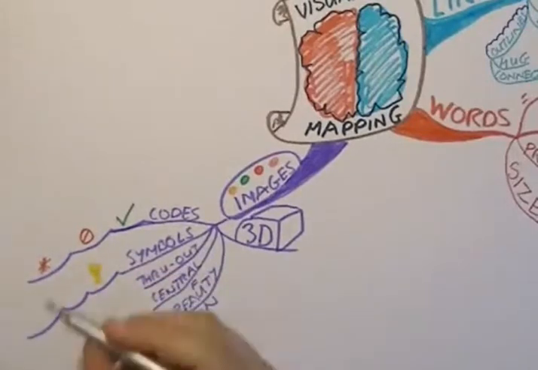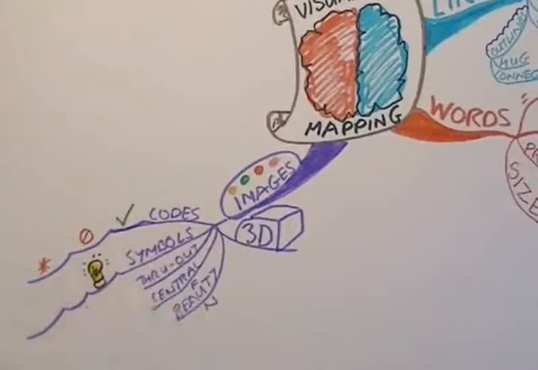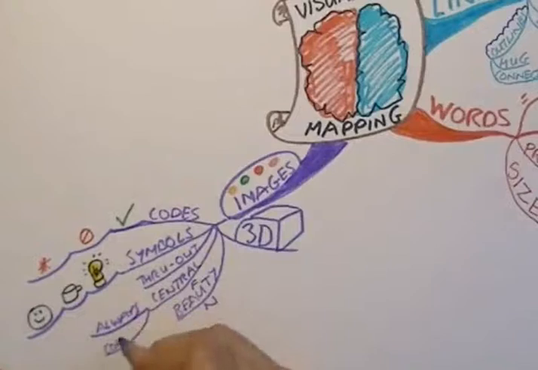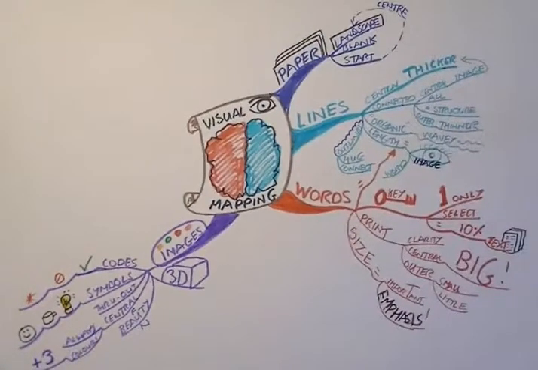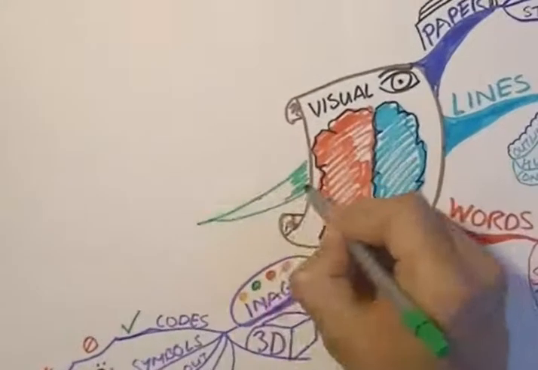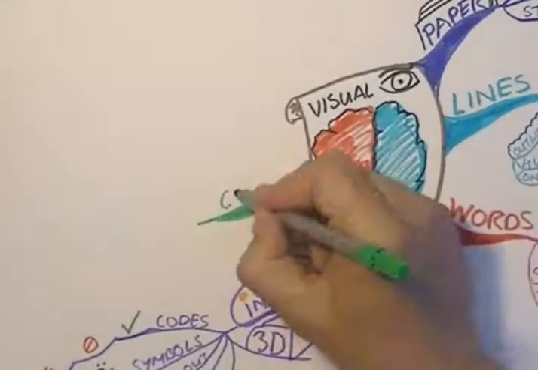You might have a light bulb to suggest a good idea, maybe a teacup for breaks, and a smiley face for something you're pleased about. Back to the central image, it should always be 3 colors or more, which links on nicely to the 5th branch, which is all about the use of color.